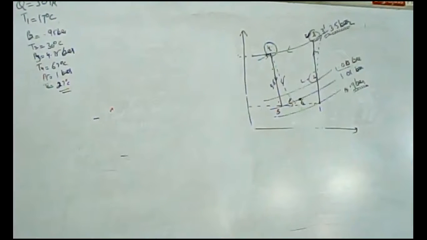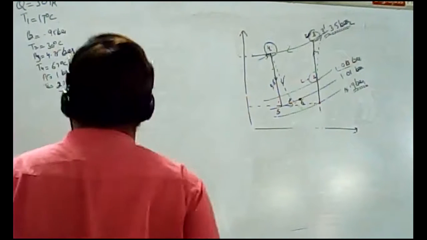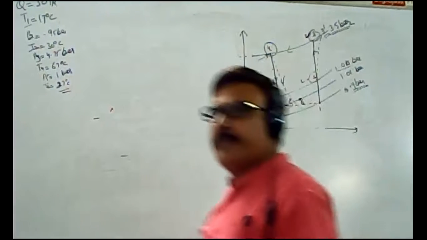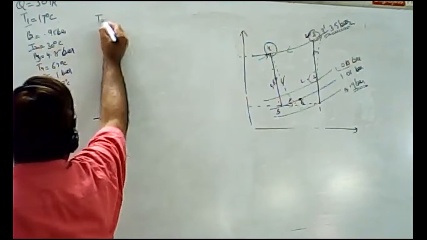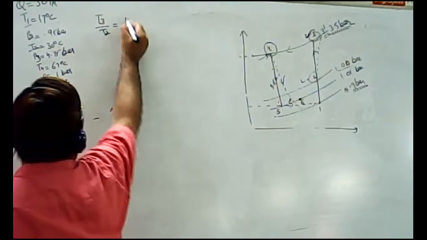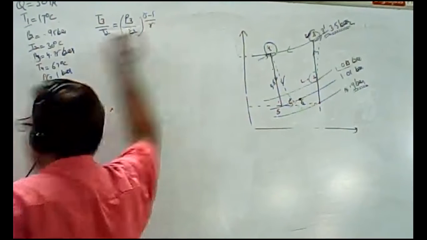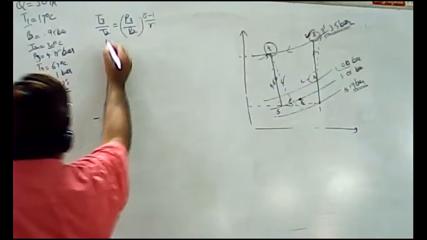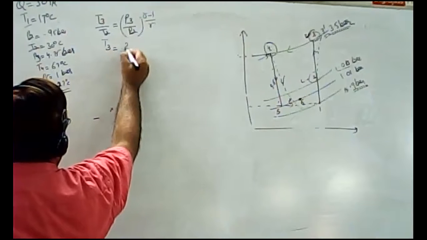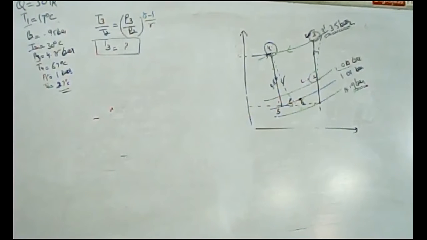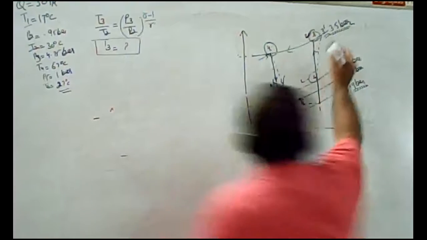Now, how to calculate the T1, T2 value is given, but T3 value is not given. Look at here. So how to find out the value of T3? To calculate the value of T3 by T2, that will be equal to P3 by P2 to the power gamma minus 1 divided by gamma. From here, you can calculate the value of T3.